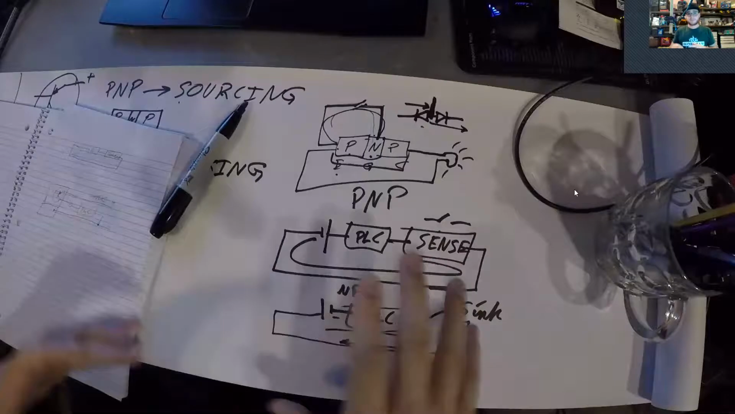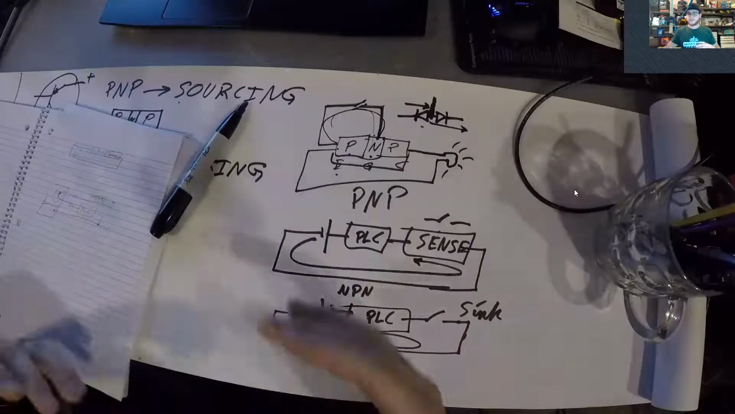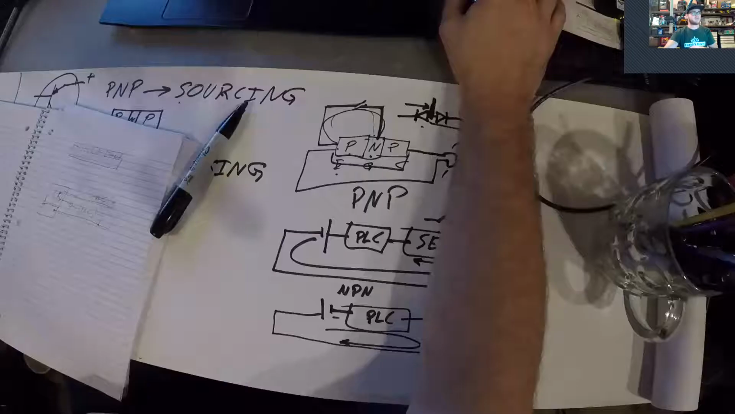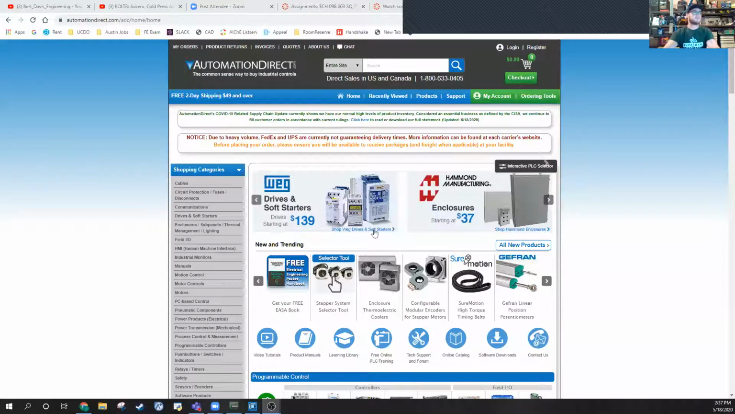Again, I'm not an expert on the physics of semiconductors, so I'm not going to spend any more time talking out of school. But that PNP and NPN refers to the physical doping of the semiconductor inside your sensor.